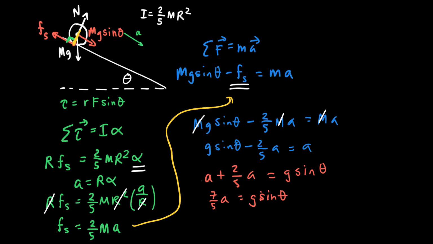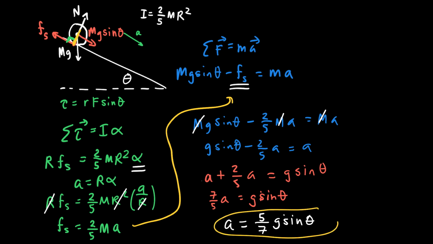There were several of you who got to this point and then made the mistake of saying that a equals 7/5 g sine theta. But we have to be very careful about how we write our final answer. Our final answer should be a equals 5/7 g sine theta. Because I have to multiply both sides by 5 and divide both sides by 7 to get the final answer. And so the acceleration is 5/7 g sine theta. It's an equation that only depends on g and theta and that 5/7 out in front.